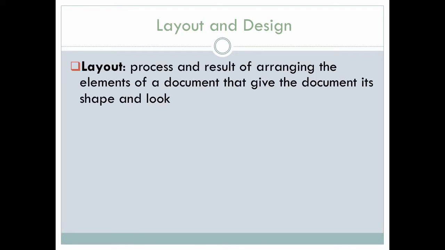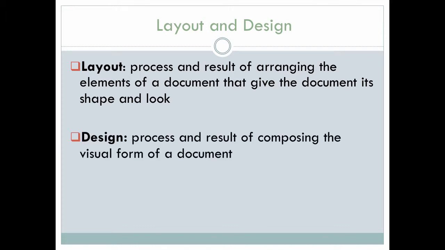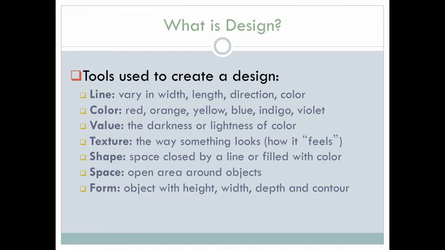Layout is simply the process of arranging elements of a document that give a document its shape and look. The design is the result of composing the visual form of a document. Typically, you are completing layout and design together when you create your technical documents. You can use many tools to create design. You can think about the use of lines and color.